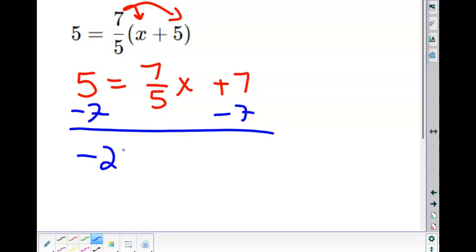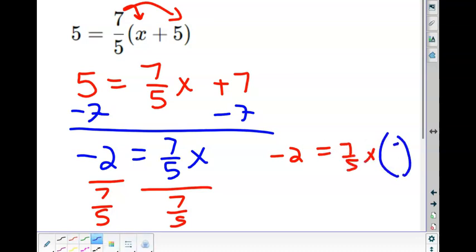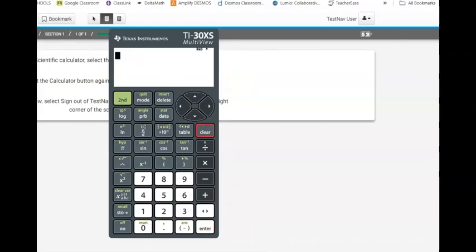And we're going to get -2 is equal to 7/5 x. Now some students like to divide by fractions like this, because you can do that on your calculator. And others of us, instead of doing that, we like to multiply both sides by the flip. That's called the reciprocal. So 5/7 times -2. So I'm going to type that here. 5/7 times -2. And I get -10/7.